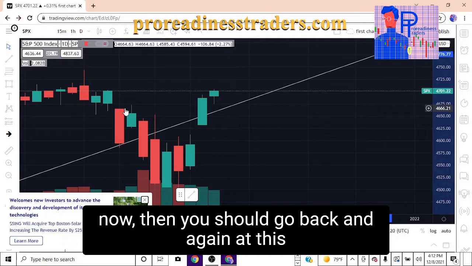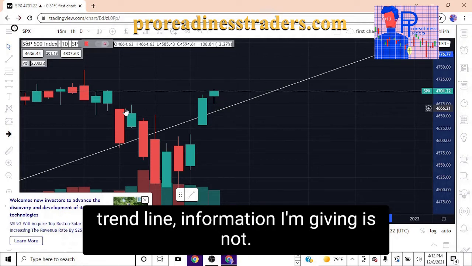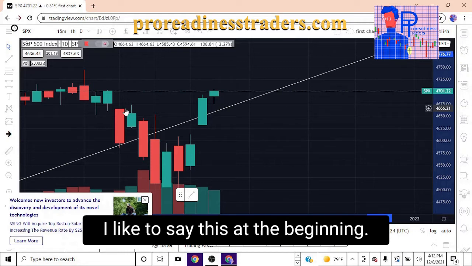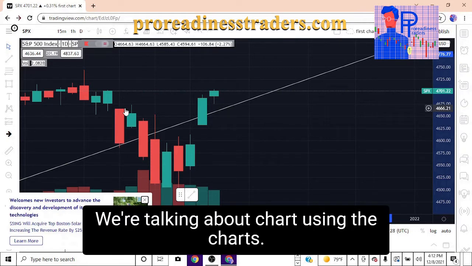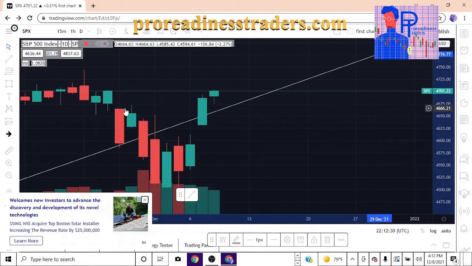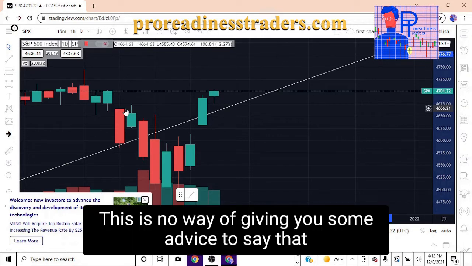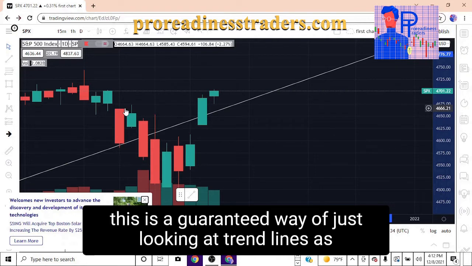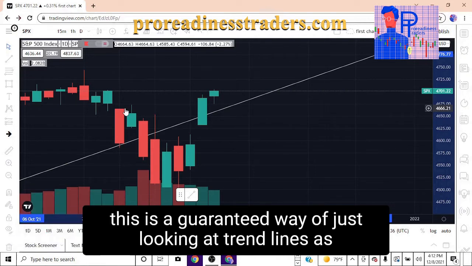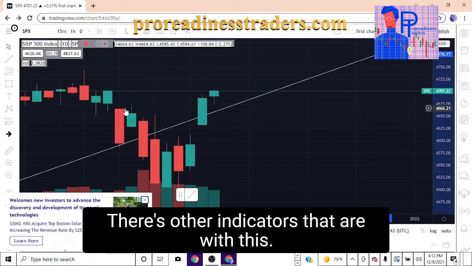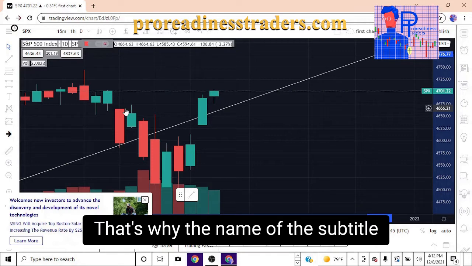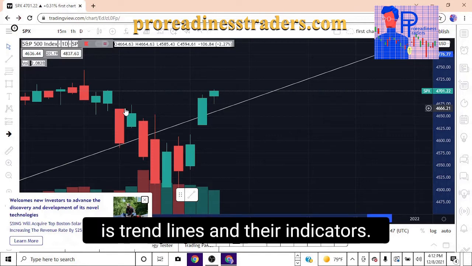And again, I like to say this at the beginning: the trend line information I'm giving is not financial advice. We're talking about trend lines and using the charts. This is in no way advice saying that looking at trend lines is a guaranteed way to become financially rich. There are other indicators that go with this. That's why the name of this subject is trend lines and their indicators.